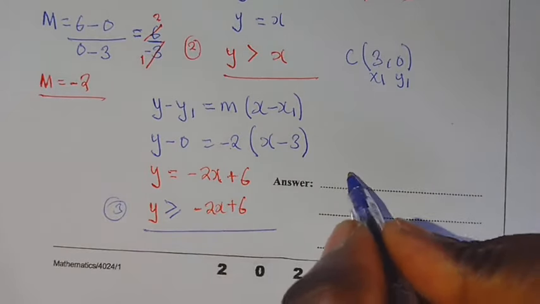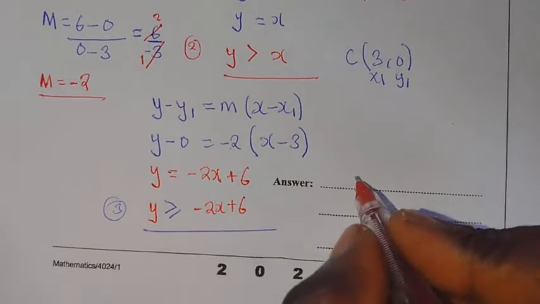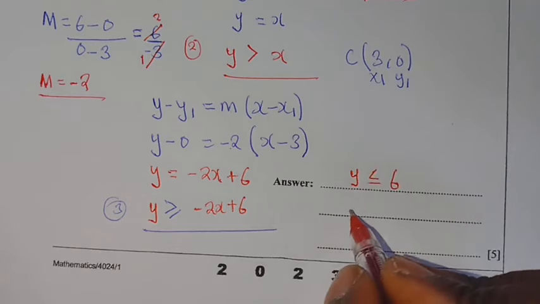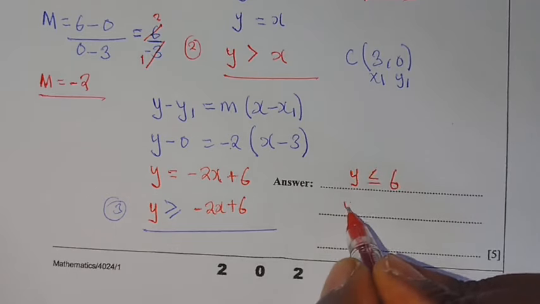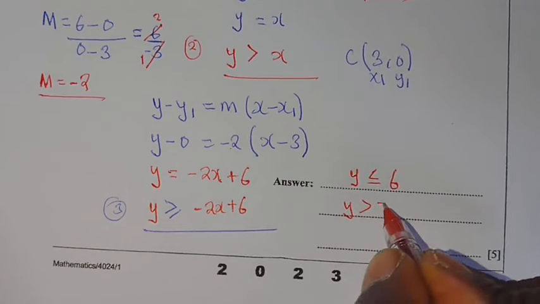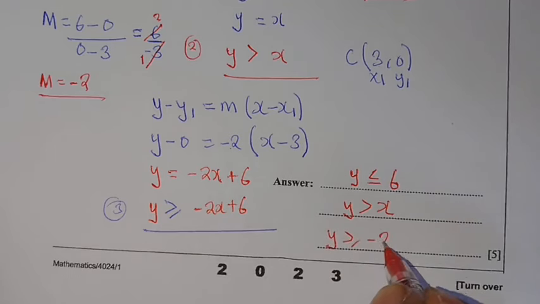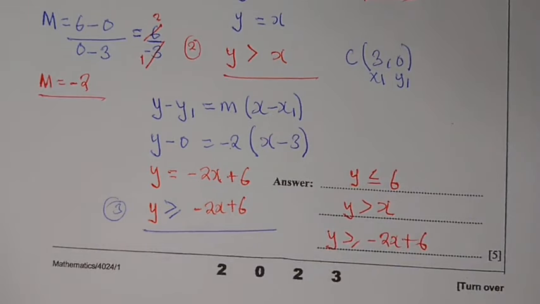So our final answer, remember the first equation we said y is less than or equal to 6. The second one we have said y is greater than x. The last one, y greater or equal to -2x plus 6. So these are the answers.